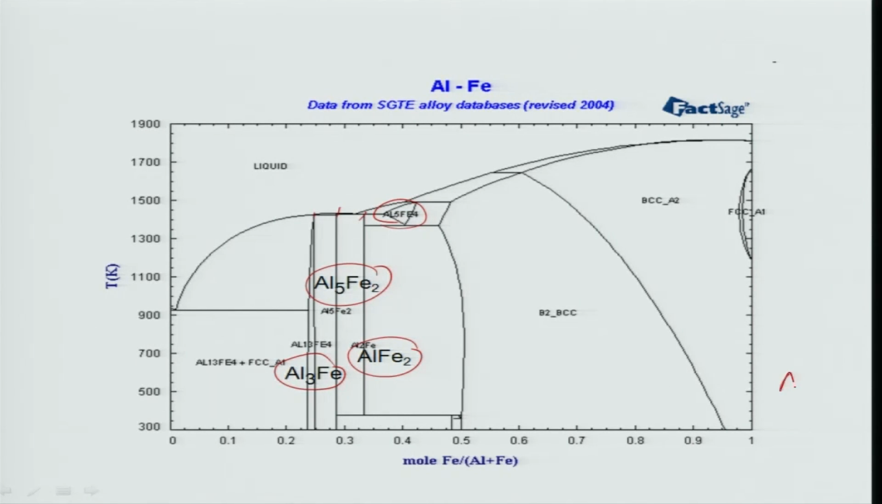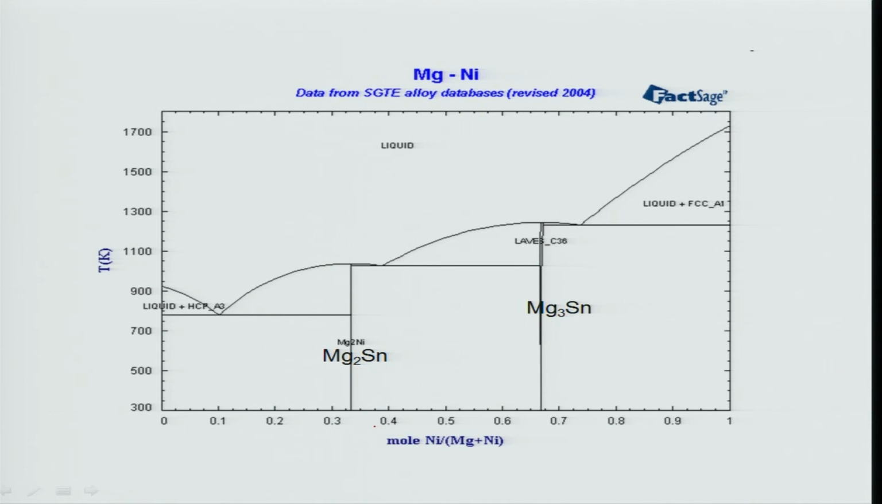Sometimes Al3Fe is written as Al13Fe4 because of compositional deviations, but you can see Al3Fe has a compositional range. On the other hand, the other two have no compositional range in which they are stable, but are stable only for a fixed composition. That is Al3Fe. Now let us look at another very classic phase diagram, MgNi.